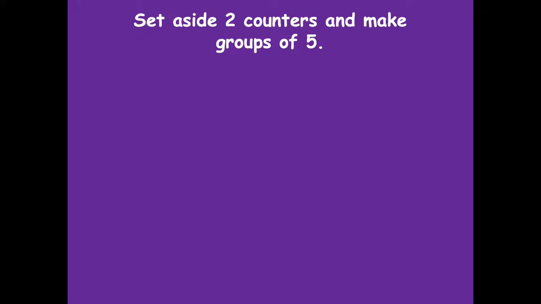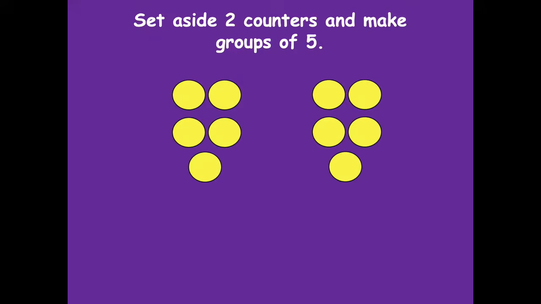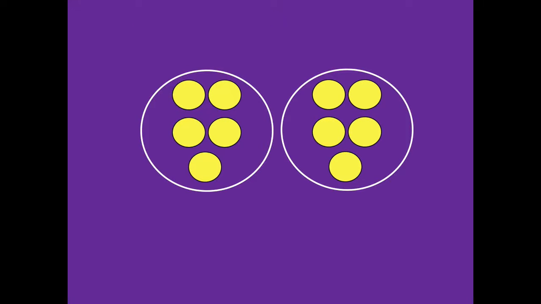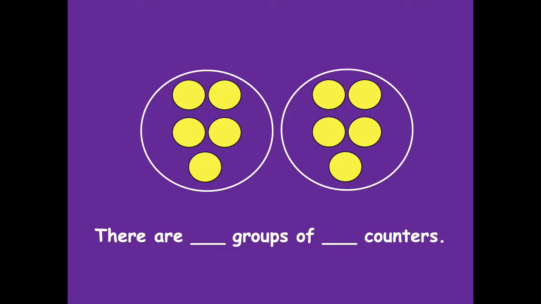All right, pause if you need more time. All right, so here are my groups of 5. How many groups do I have? Yeah, there's 2. So go ahead and fill in the blanks and then read this statement to yourself and then click play when you're ready for the next step.